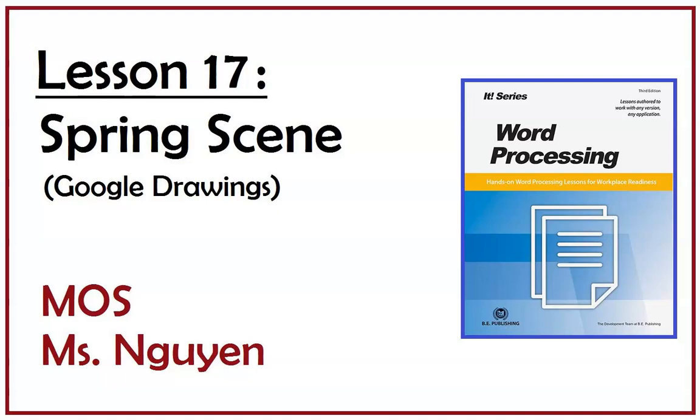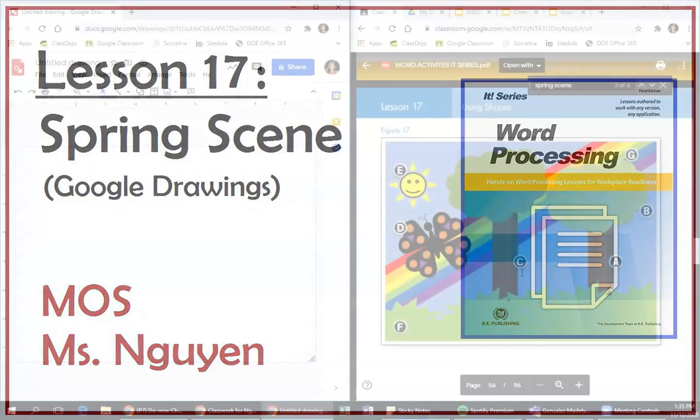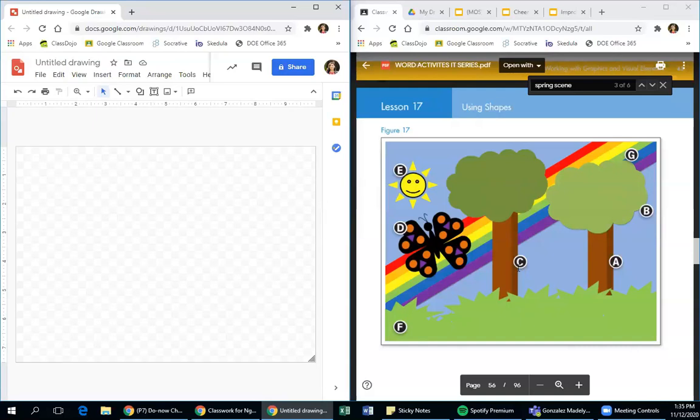All right, hello everybody. In this video, I am going to go over lesson 17, spring scene, using Google Drawings. So if you do not have Microsoft 365 or Microsoft Word on your computer, then you can use Google Drawings to do this assignment. You cannot use Google Docs because Google Docs doesn't have the drawing tools you need. So you need to go to Google Drawings.